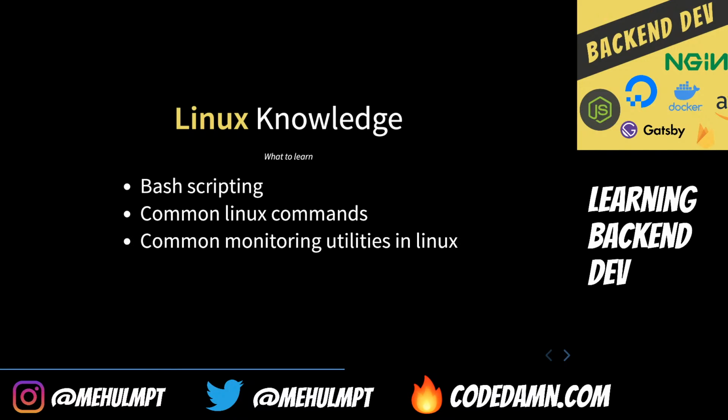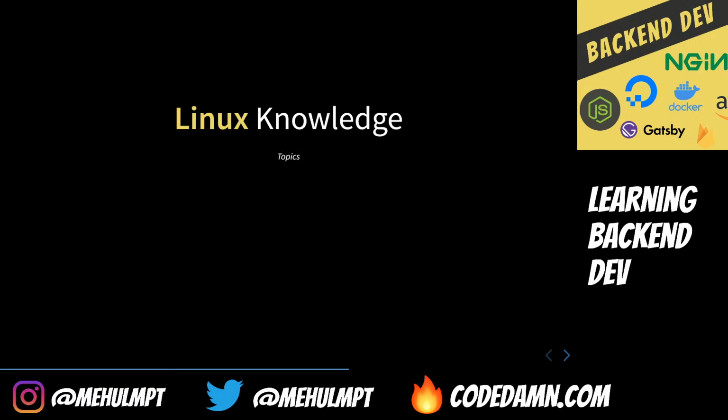Also, common monitoring utilities in Linux like htop, free, stuff like that would help you determine the health of your server, so that your server does not run out of memory or hard disk, stuff like that. And editing files in the shell is also one of the important things, because you won't really have VS Code or Sublime Text support right away on a server, right? So there you have it.